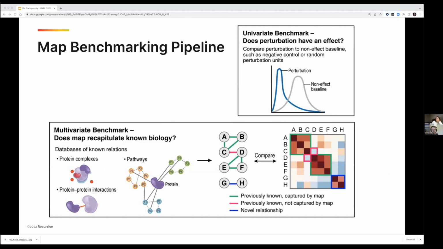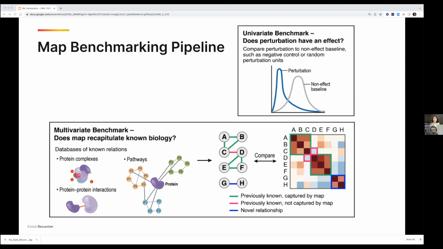So how about our benchmarking pipeline? So what do we do here? We divide our map benchmarks into two types, which we call univariate and multivariate benchmarks. Univariate benchmarks assess the ability of an EFR pipeline to recover signal on individual perturbations, utilizing the replicates of a perturbation after the alignment step.